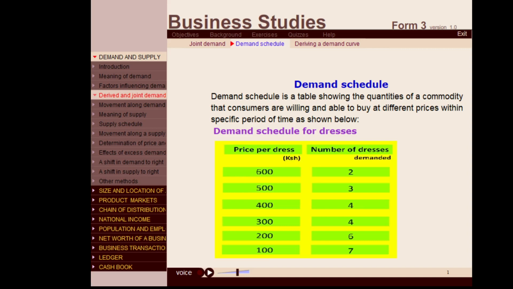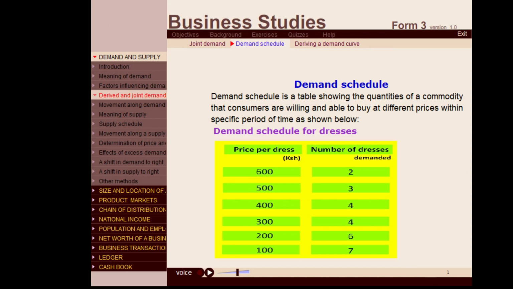Demand schedule. Demand schedule is a table showing the quantities of a commodity that consumers are willing and able to buy at different prices within a specific period of time as shown below. Demand schedule for dresses. Price per dress 600, number of dresses demanded 2. Price per dress 500, number of dresses demanded 3. Price per dress 400, number of dresses demanded 4.